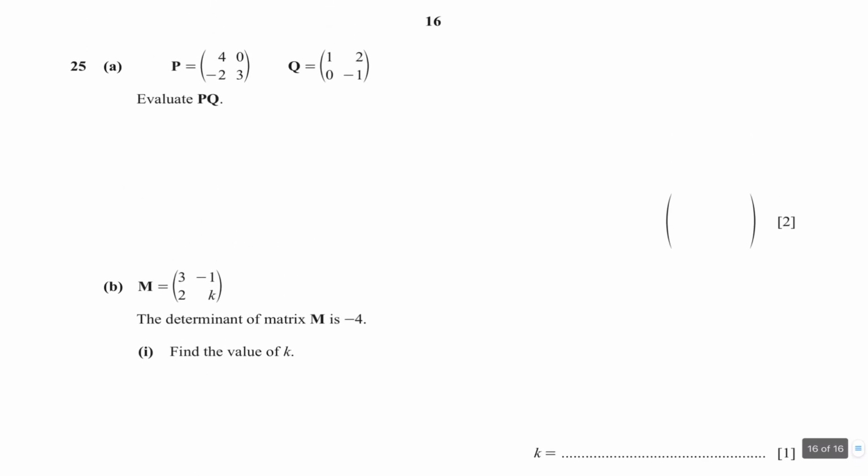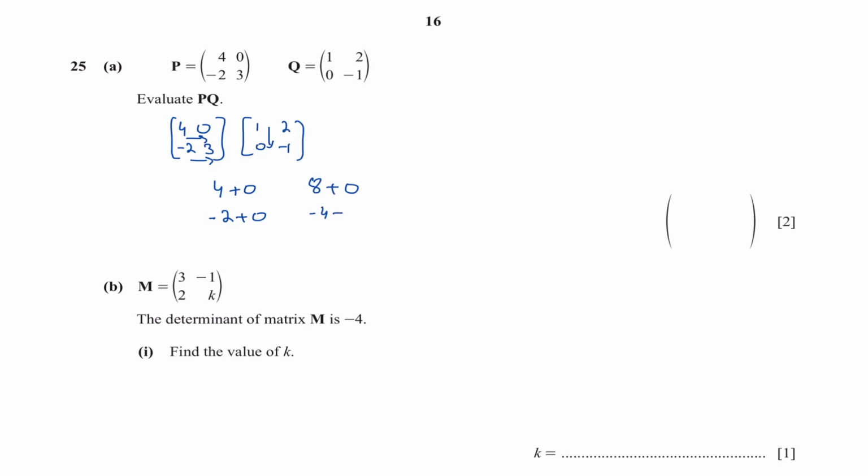So now we do question number 25, which is the last question of this paper. We have to evaluate P times Q. That means we have to multiply these two matrices together. So 4, 0, minus 2, 3, and 1, 2, 0, minus 1. So row times column. 4 times 1 is 4, 0 times 0 is 0. Then we move over to the next column. 4 times 2 is going to be 8 plus 0. Then we move down to the next row. Minus 2 times 1 is going to be minus 2 plus 0. And then the next column, minus 2 times 2 is going to be minus 4 plus minus 3. So let's simplify this. 4 plus 0 is 4, 8 plus 0 is 8, minus 2 plus 0 is minus 2, minus 4 plus minus 3 is going to be minus 7.